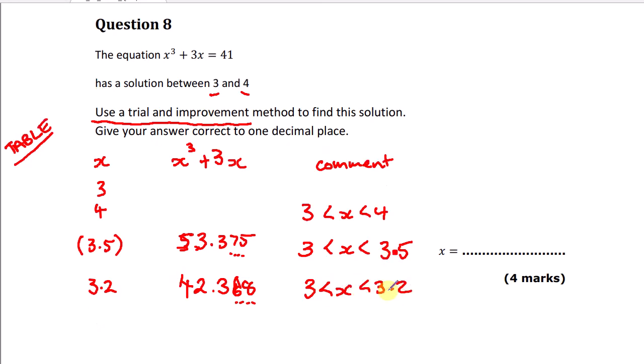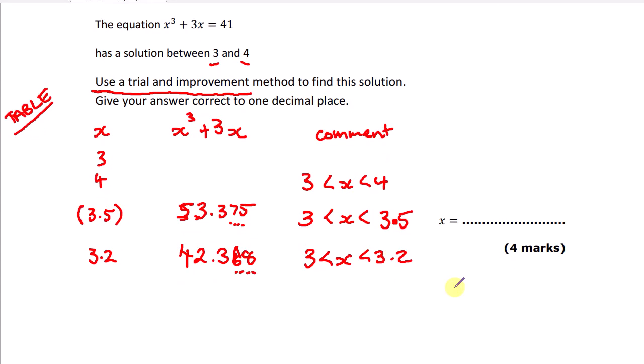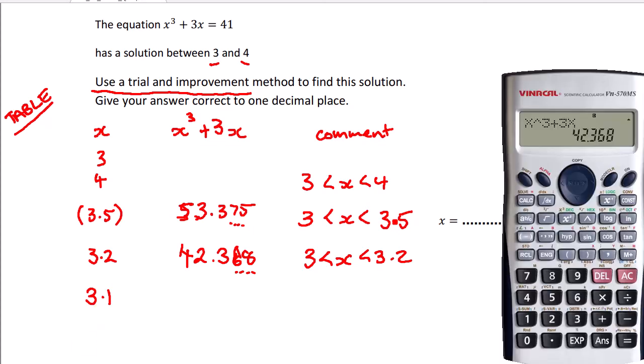Now this is the bit where people make the big mistakes and lose the marks. So far I've only really got 2 marks. The third mark comes from making sure that I now know that it's between 1 decimal place either side. So I need the decimal place below this. What's halfway between those two? 3.1. I need to know that value to show which ones are possible, because it might be between 3 and 3.1. I don't know. I need to know where it is compared to 3.1 now.